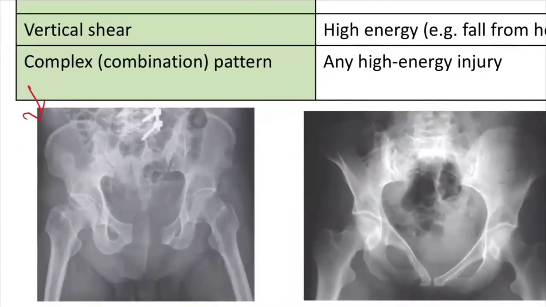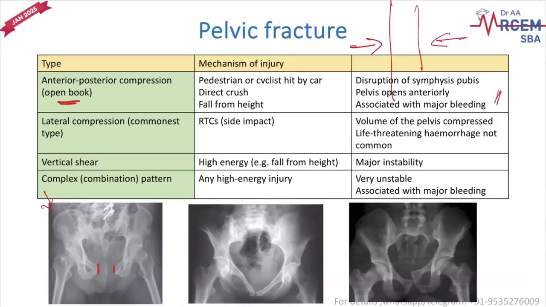What is open book fracture? Pubic symphysis will be significantly away from each other. Okay, this is known as open book fracture. It causes significant amount of hemodynamic instability in this patient. It can be because of fall from the height, direct crush injuries, or a pedestrian hit by a car.